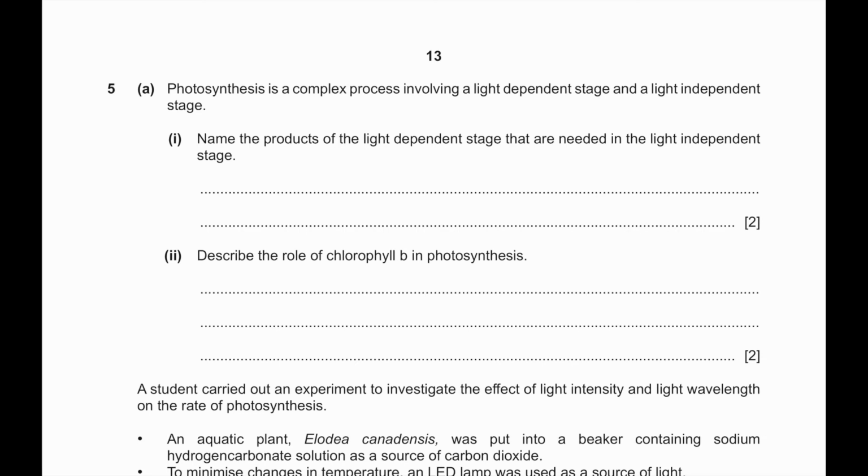Question number 5. Photosynthesis is a complex process involving a light-dependent stage and a light-independent stage. Name the products of the light-dependent stage that are needed in the light-independent stage. So from the light-dependent stage we require ATP, and also reduced NADP.